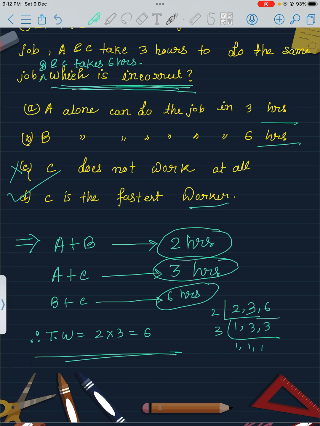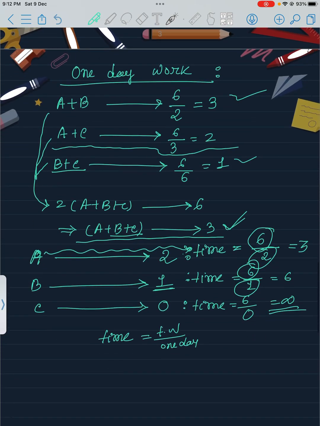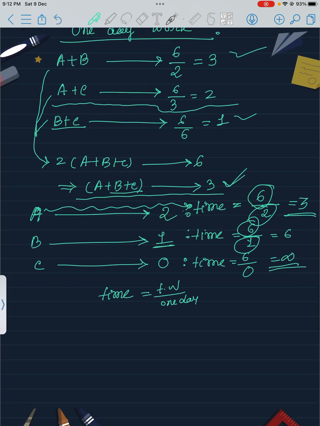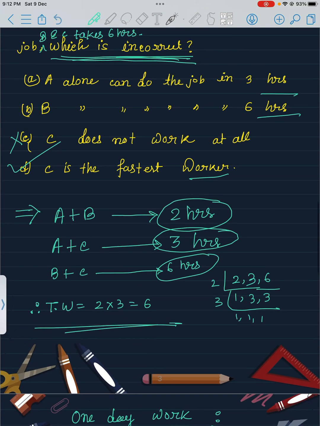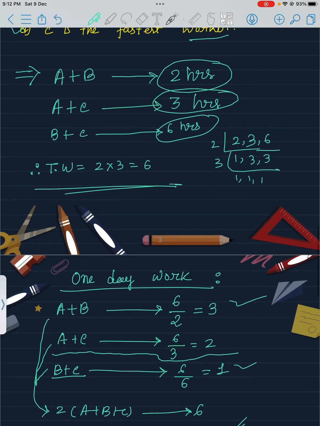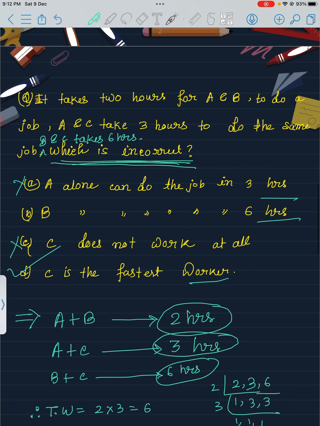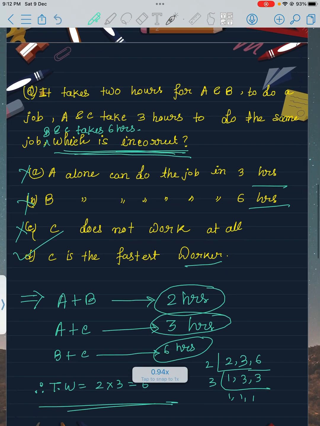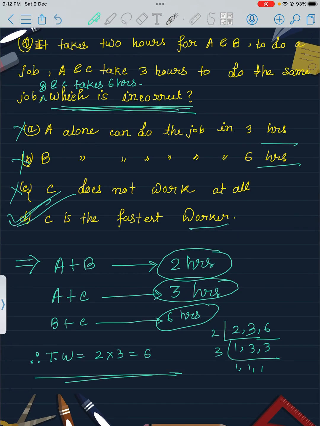A alone can do this job in 3 hours. See, A alone can do this job in 3 hours. This is also correct, so this will not be the answer. B alone can do the work in 6 hours. See, this answer also gets matched. So this is also not the true answer. So the answer is this.